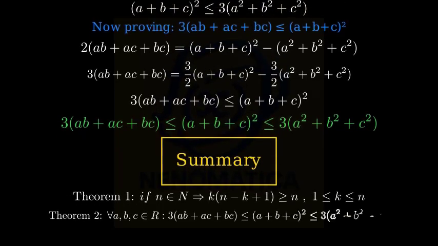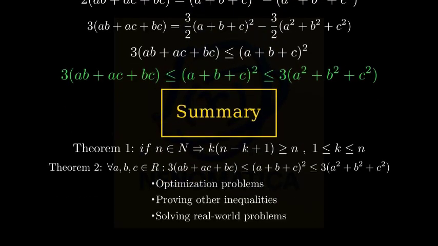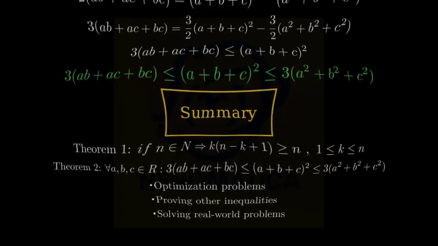Second, for any real numbers a, b, and c, 3 times the sum of their products is less than or equal to the square of their sum, which is less than or equal to 3 times the sum of their squares. These inequalities have numerous applications in mathematics, including optimization problems, proving other inequalities, and solving various real-world problems that involve minimizing or maximizing quantities.